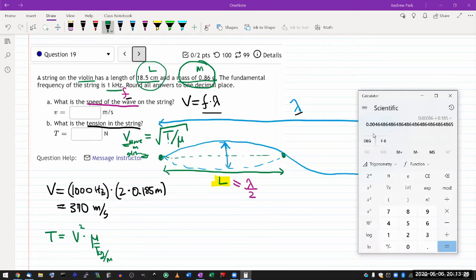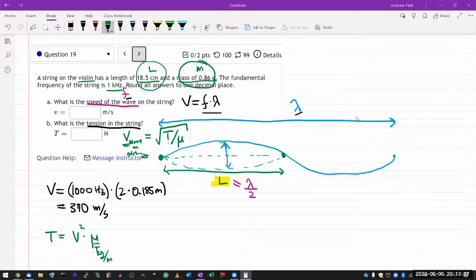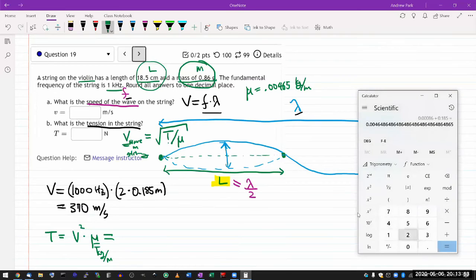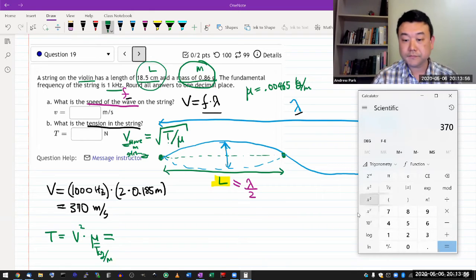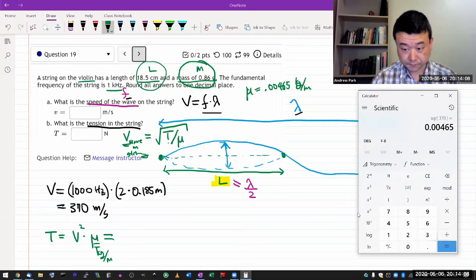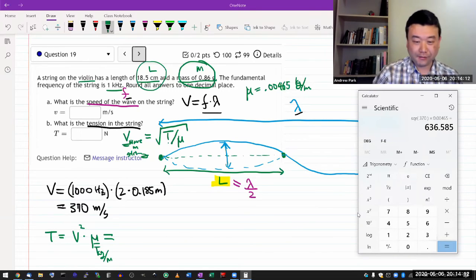So the linear mass density of the string is 0.00465 kilograms per meter. Plug that in, and I should get the answer for tension. Let me do that on the calculator. The wave speed of 370 meters per second, squared, times the linear mass density of 0.00465. I'm just going to trust the units to work out, and that gets me 636.6 newtons.